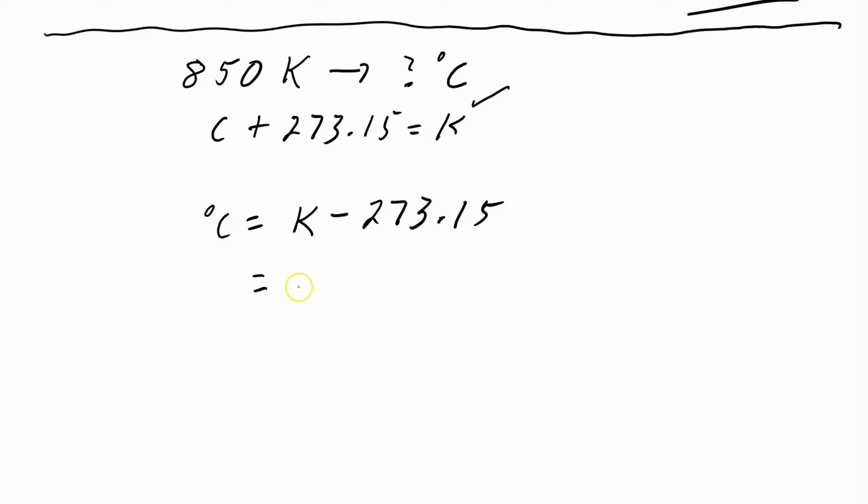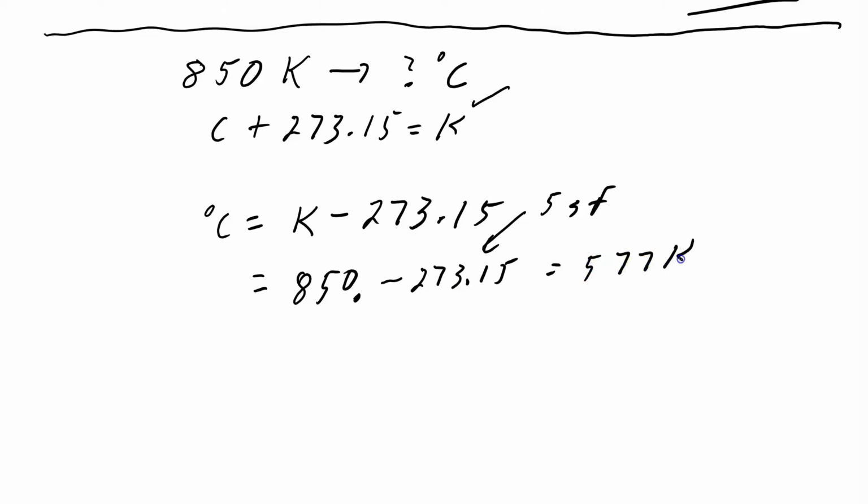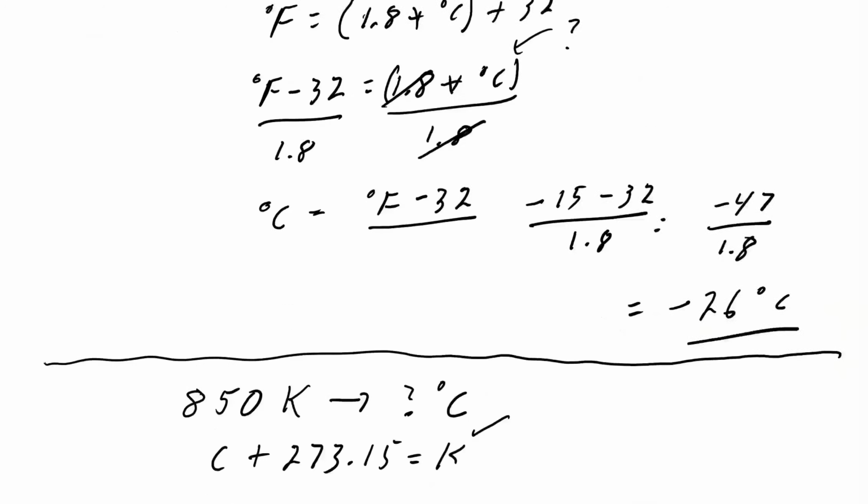So our degrees Celsius then is going to be 850. Remember, we have 3 significant figures. I'll represent that with a decimal point there, minus 273.15. So this number does have 5 significant figures. So when we do the subtraction, we will not have a decimal point. And when we subtract, we end up with 577 kelvins. So here's our equivalent temperature. I'm sorry, that's degrees Celsius, not kelvins. So 577 degrees Celsius is equivalent to our 850 kelvins. Let's now go and do the last part of this problem, 9D.